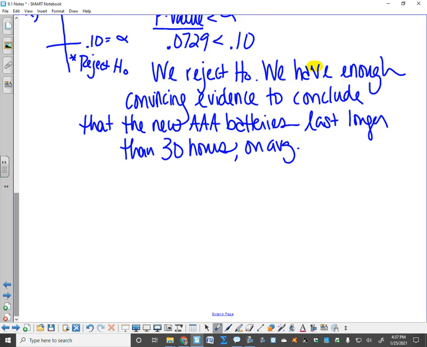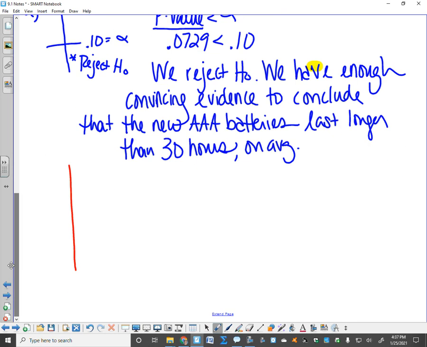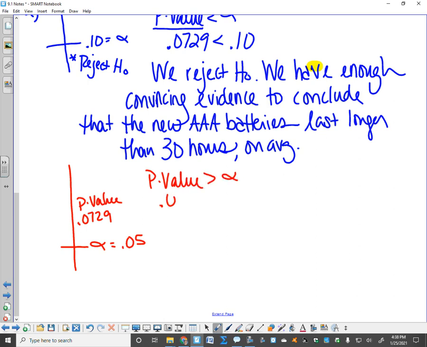So now, my new judge for part B, alpha is 5%. There's alpha. Now my p-value is 0.0729. That, my friends, is up here. So my p-value is greater than my alpha. 0.0729 is greater than 0.05.